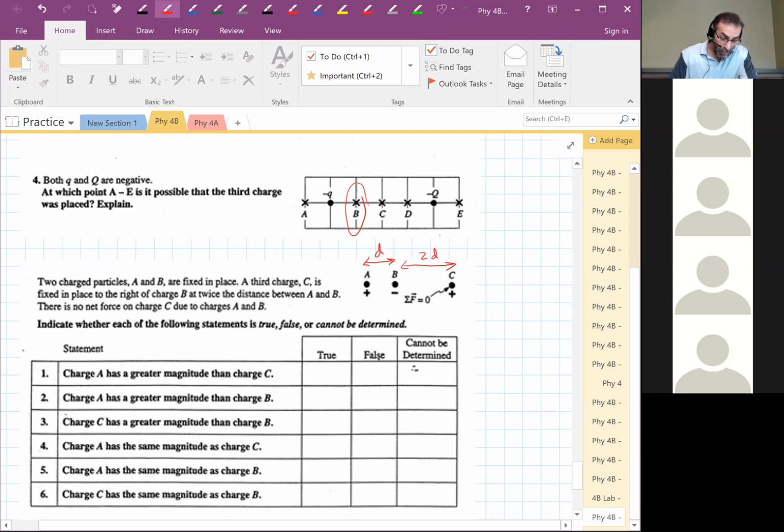There's no net force on C due to the other two charges. And they're given, this is positive, and this one's negative. The signs of the charges are given. And the net force on C is zero. So what can you determine from this? Charge A has a greater magnitude than C. Charge A has a greater magnitude than B. There's a bunch of questions here. See which boxes you can check.